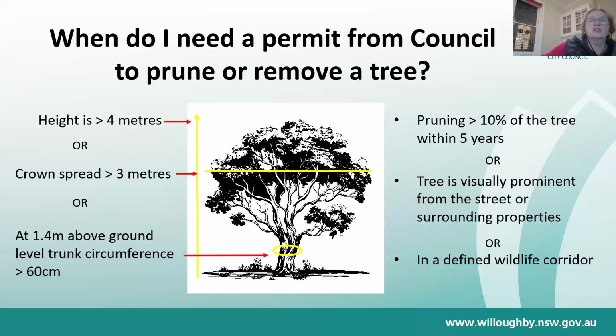So pruning, the council's permission is 10% of the tree's canopy within 5 years. The reason for that simply is because pruning wounds trees. We don't want to wound our tree. And older trees take a lot longer to recover than younger trees do. So it's basically from a tree health point of view, which is why it's over a 5 year period. They're saying if a tree is visually prominent from the street or surrounding properties, that council has defined that, or if it's in a wildlife corridor.